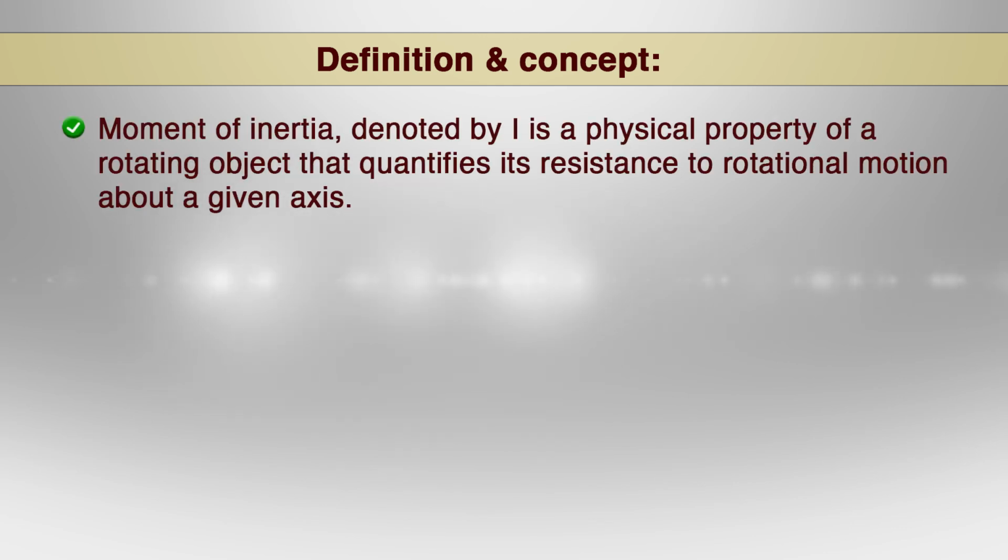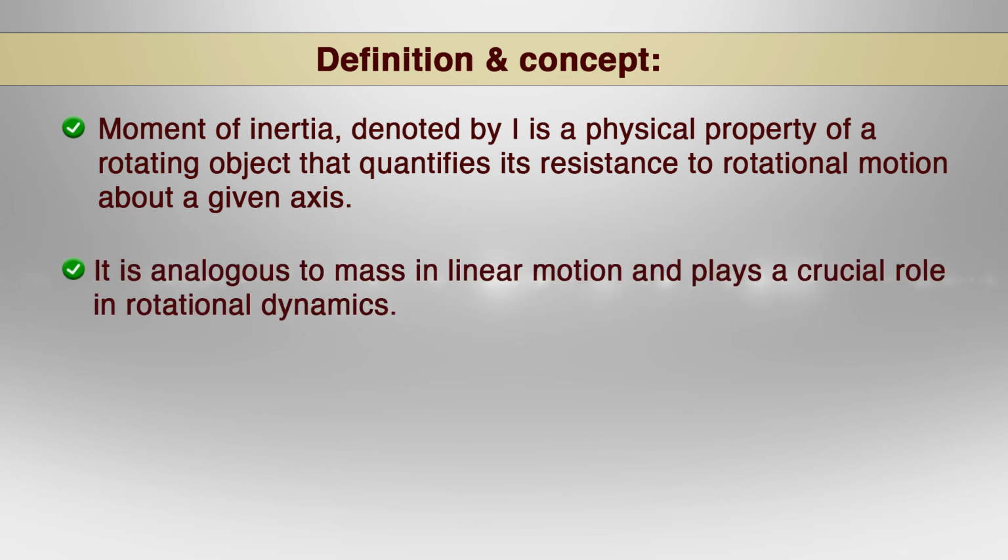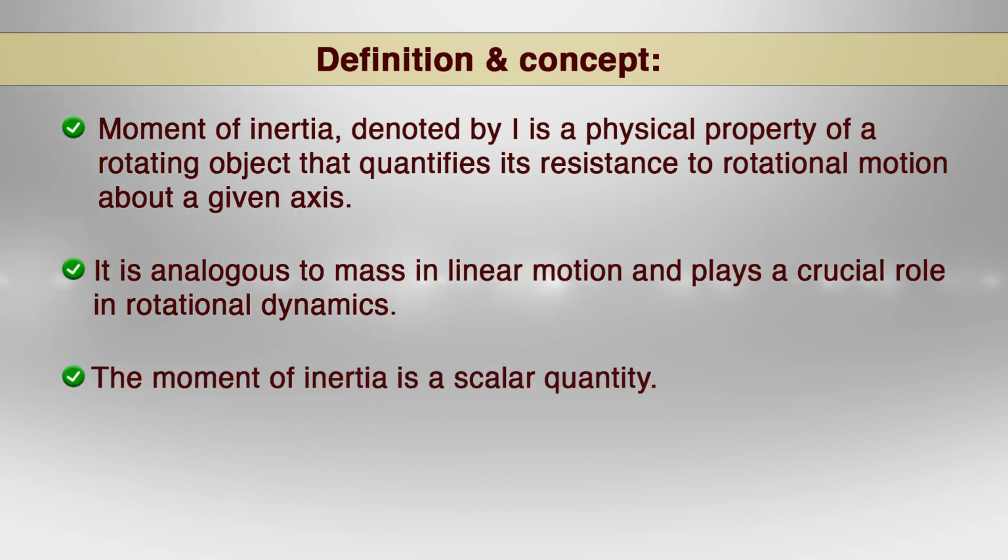Now, coming to the definition of moment of inertia. The moment of inertia, often denoted by capital I, is a physical property of a rotating object that quantifies its resistance to rotational motion about a given axis. It is analogous to mass in linear motion and plays a crucial role in rotational dynamics. The moment of inertia is a scalar quantity.